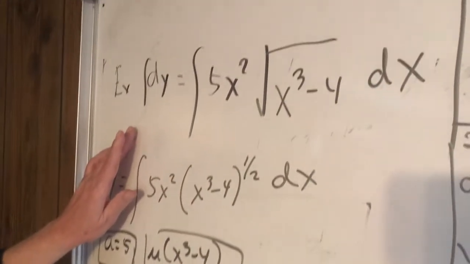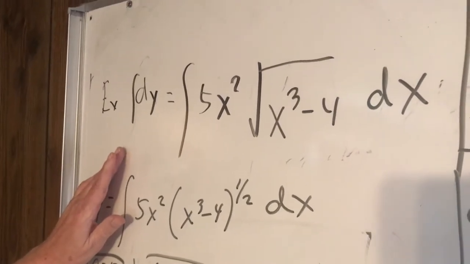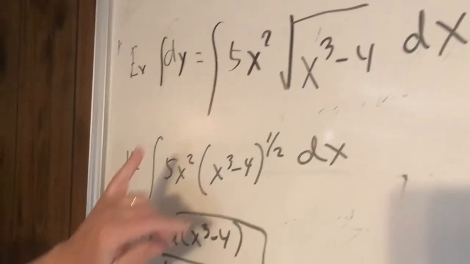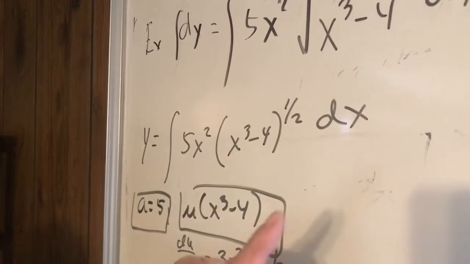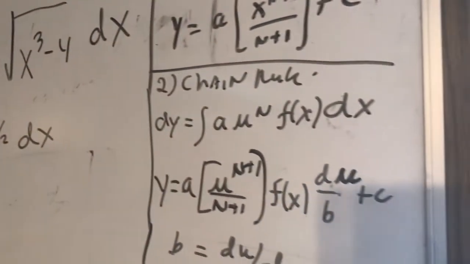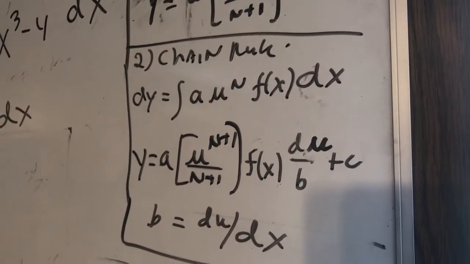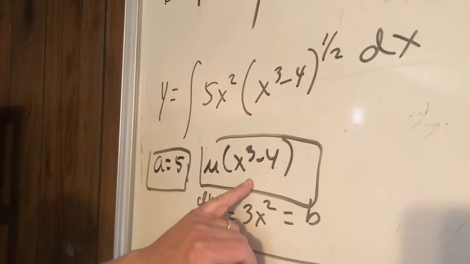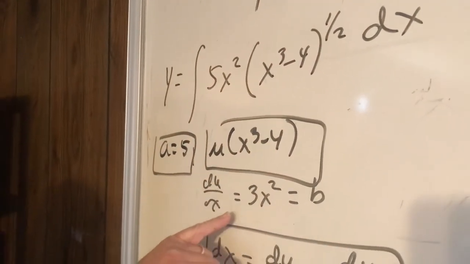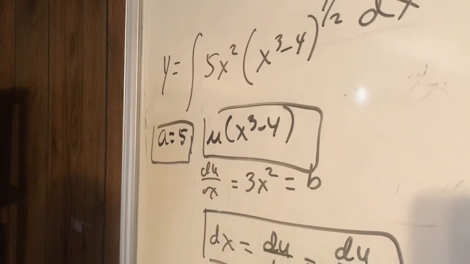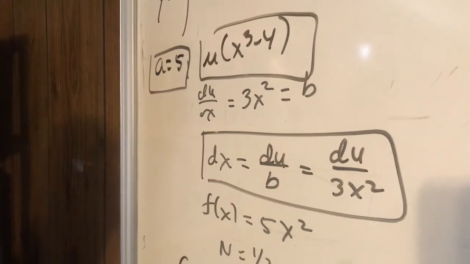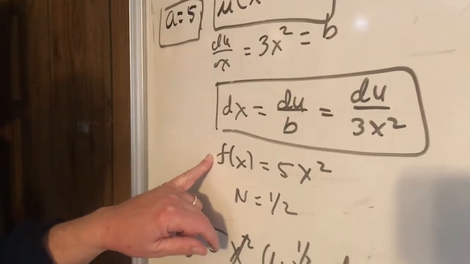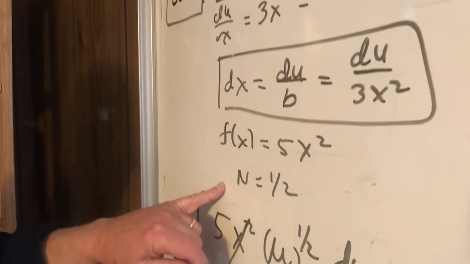I started with the integral of 5x squared, the square root of x cubed minus 4 dx. I changed the square root to a power of 1/2. I looked at my chain rule and knew I needed a, u, n, f of x, and dx. So a is 5. U is what's under the parentheses. du/dx was 3x squared, what I call b. And dx is du over b, or du over 3x squared. F of x is always x squared. You're just maintaining it. And n is 1/2.